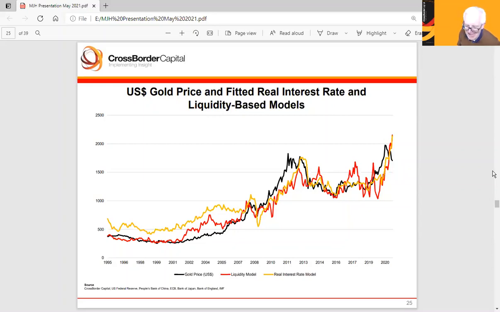Both of those are giving exactly the same answer right now, to say that the gold market should be about 2200 or thereabouts, simply because you've got lots of liquidity and you've got negative real interest rates. And therefore, you'd expect to see a much higher gold price.